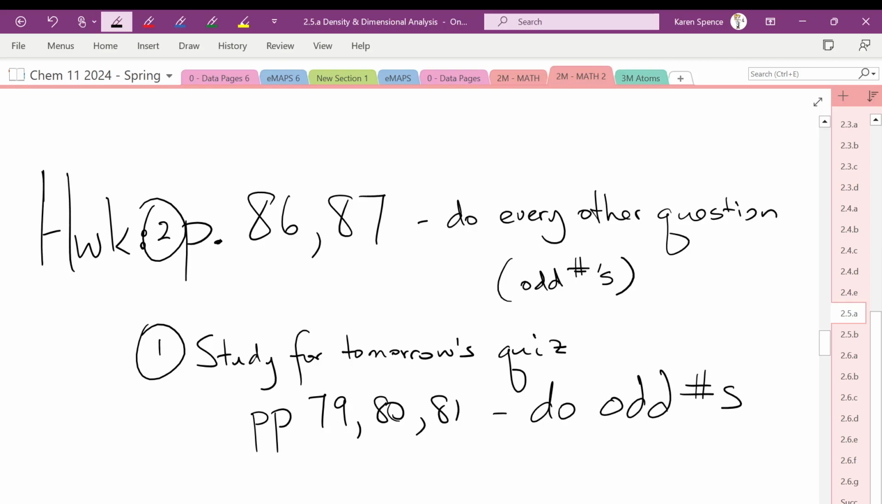You can do the odd numbers on 79, 80, 81. And if you're finding it all really easy, page 82 has cubed and squared units.